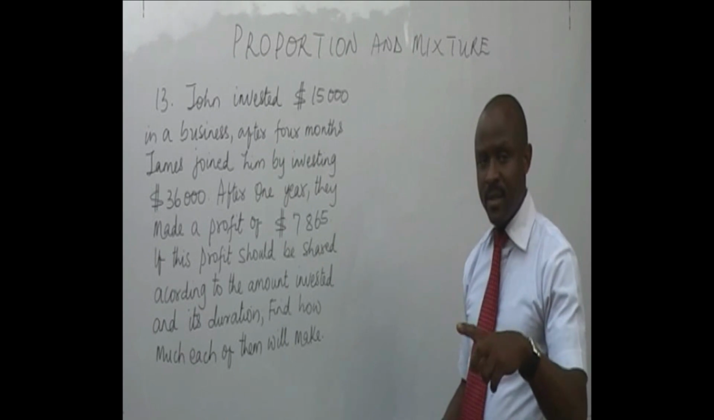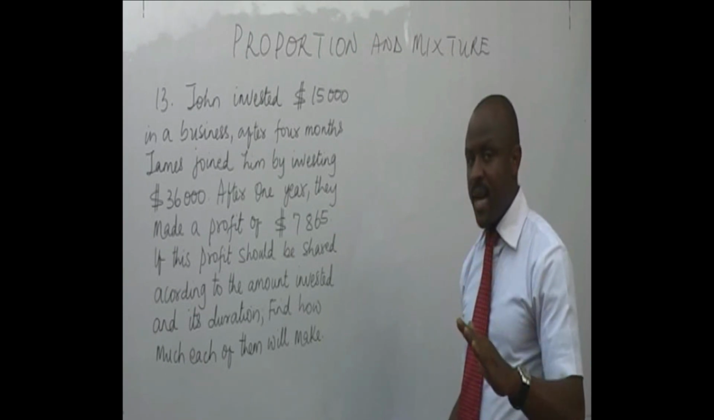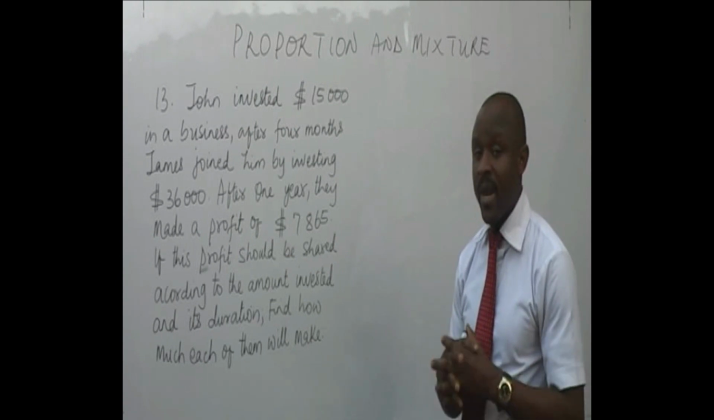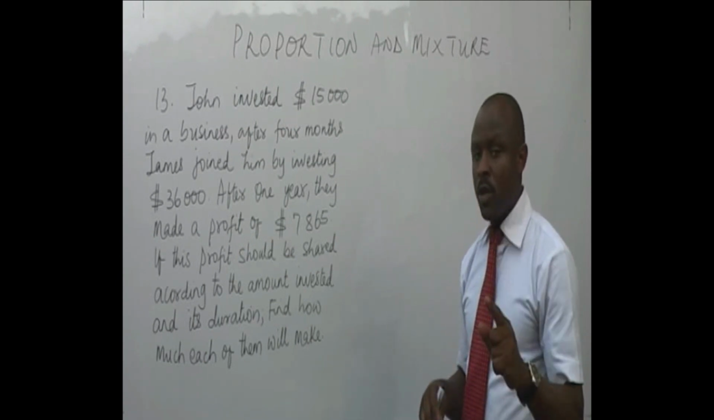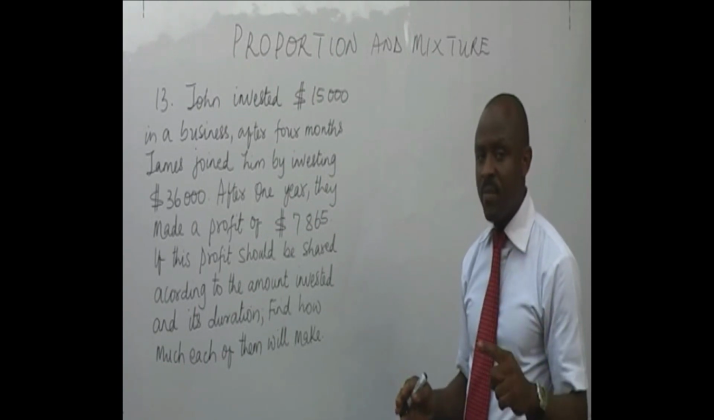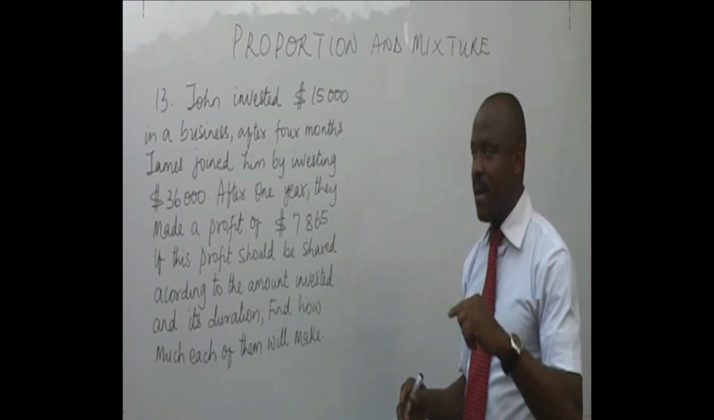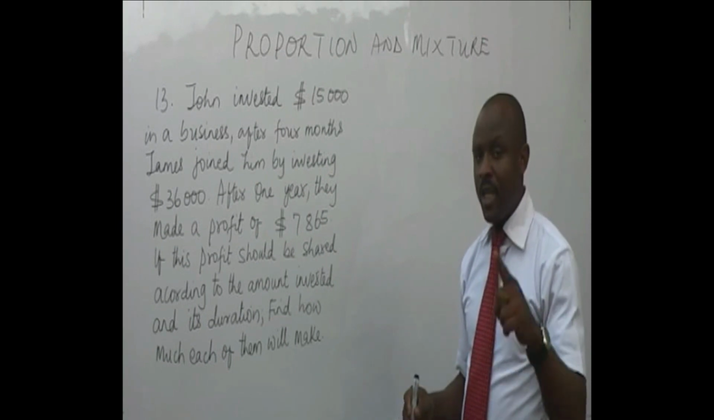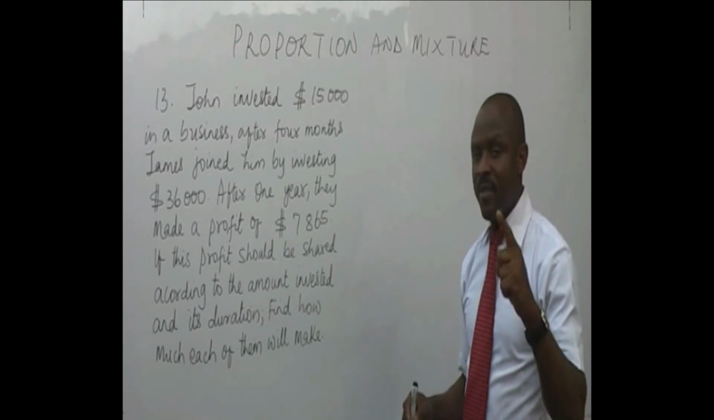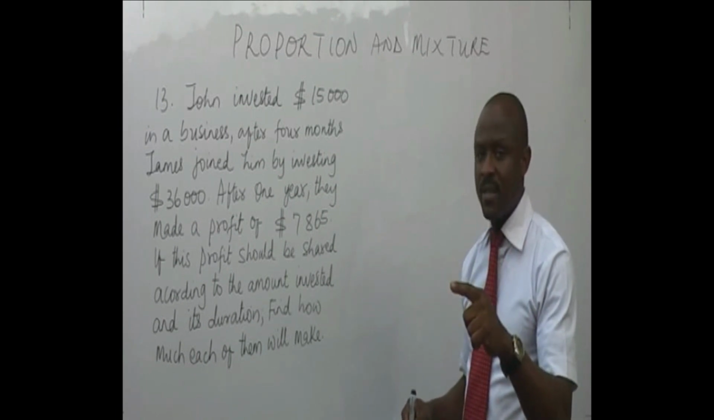John started the business. After 4 months, James joined him. But the business was for a duration of 12 months, which is 1 year. John's investment lasted for 12 months, but James' investment lasted for 12 minus 4, because it was after the 4th month that James decided to invest. The total investment as related to the duration by John is 12 times whatever he invested.